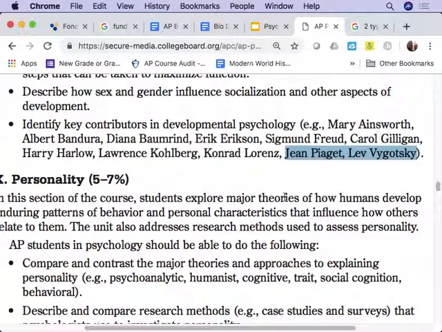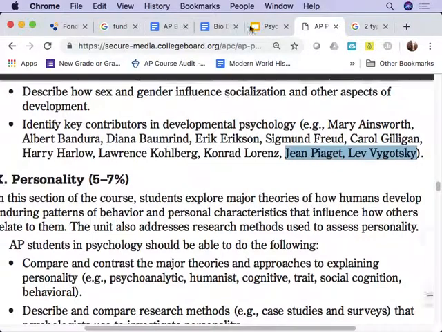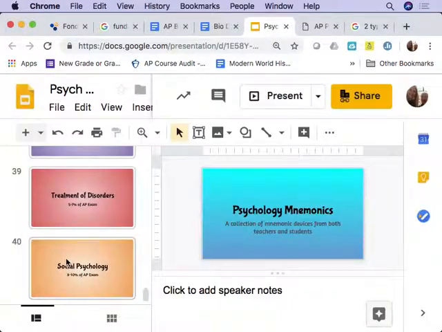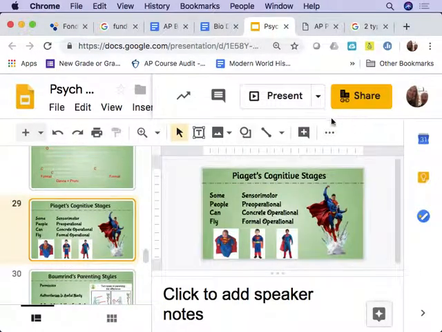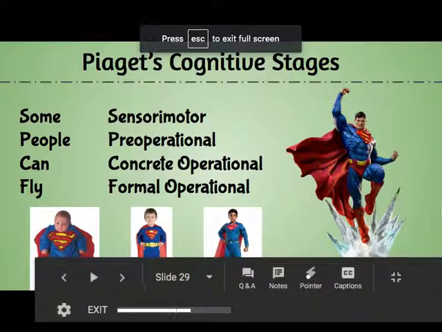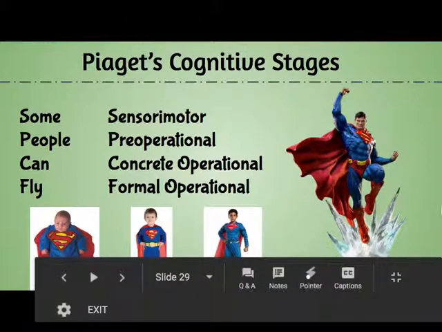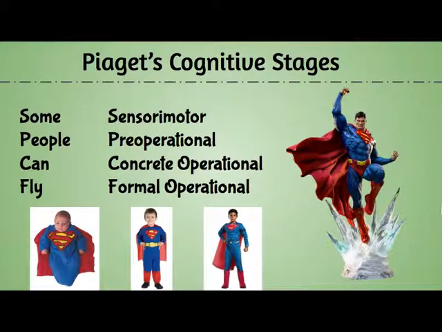Okay, anyway. The other two to put together are Jean Piaget and Lev Vygotsky. Did I ever show you my "Some People Can Fly"? It's really stupid, but I thought it was cool. So to remember Piaget's cognitive stages: some people can fly. Sensory motor, pre-operational, concrete operational, formal operation.